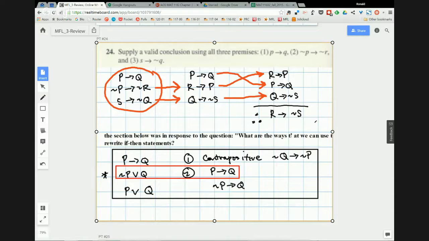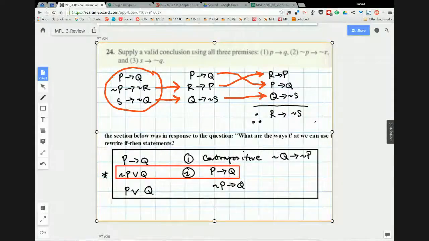And when you can't chain them, you got to try some things I taught you to rearrange them so that some things connect. Right, because I wasn't thinking the contrapositive or anything like that. Yeah. I was thinking it. Yep.